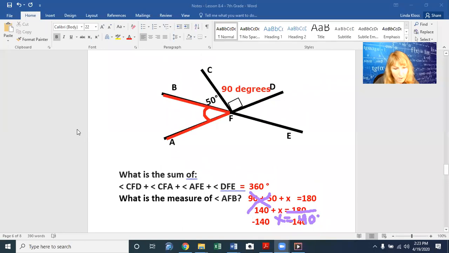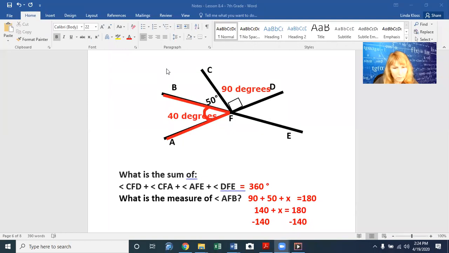I'll go back up here. What was the measure of angle AFB? Well, we can put it in now. We know it's 40 degrees. How do we know that? Well, 40 plus 50 plus 90 should give us 180 degrees. So that is how we do that kind of a problem.